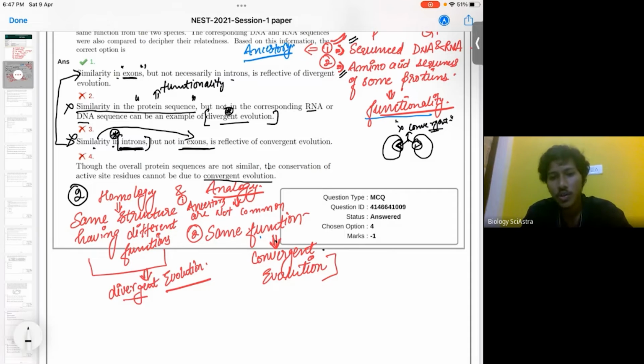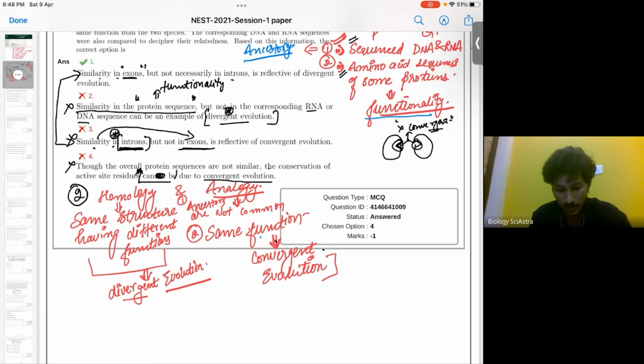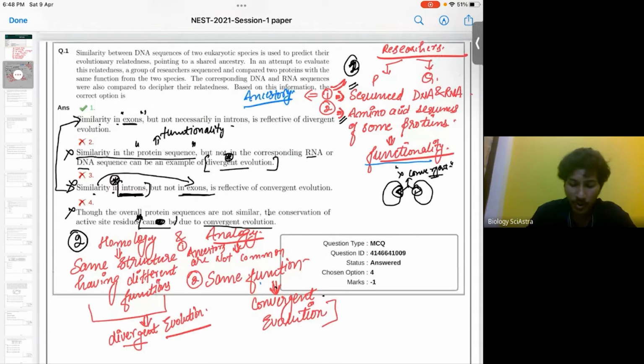Okay? So this statement is also incorrect because here 'cannot' is written. It should be 'can be'. If it were 'can' instead of 'cannot', then this statement would have been correct. Okay, so this statement is incorrect. So now you see how this first question is checking our understanding of two chapters. Now let us see the second question.